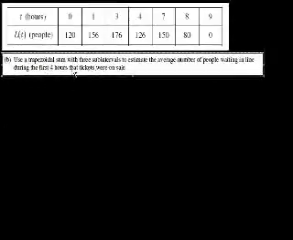Use a trapezoidal sum with 3 subintervals to estimate the average number of people waiting in line during the first 4 hours that the tickets were on sale. If you want to do this really fast, you wouldn't have to graph it, but I'm about to graph it because I want you to understand how to do this problem. If you understand it, you don't have to graph it. So let's graph some of these points.